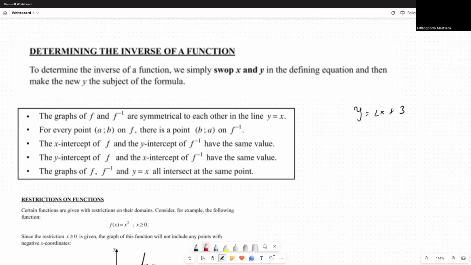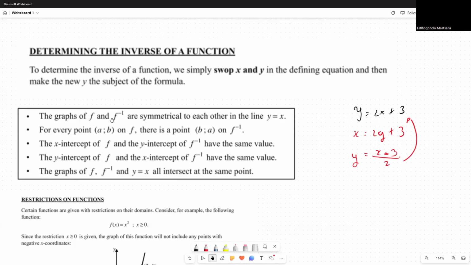For you to get the inverse, you would start with y equal to 2x plus 3, swap so that y becomes x, and then make y the subject of the formula. So y is equal to (x minus 3) over 2 is the inverse of y is equal to 2x plus 3.